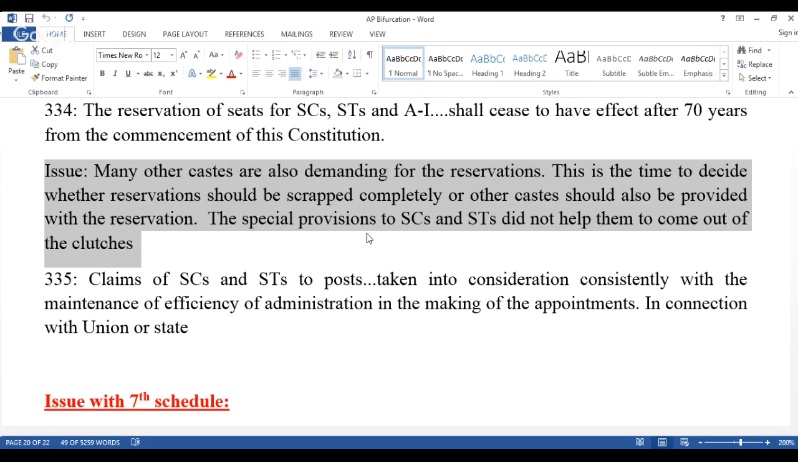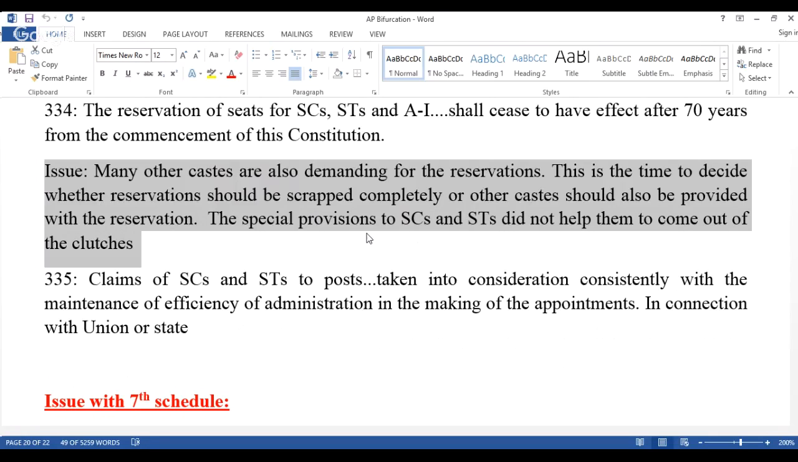And the special provisions to SCs and STs did not help them to come out of the clutches. This is what I was telling you. The actual people, the needy people, the deserving people, are not getting the benefits out of this. But certain sections who are considered to be elite within these groups are getting the benefits. Their children are getting benefits. Then what is the purpose of this reservation?